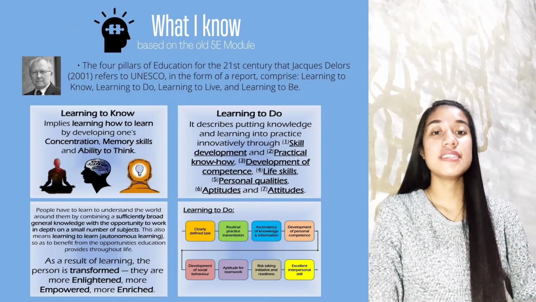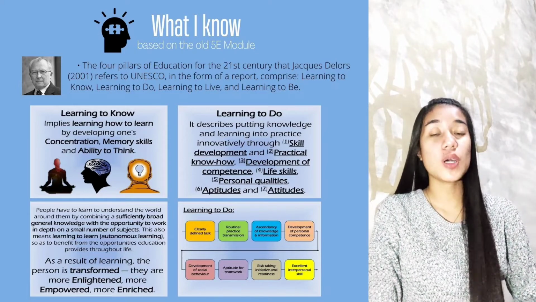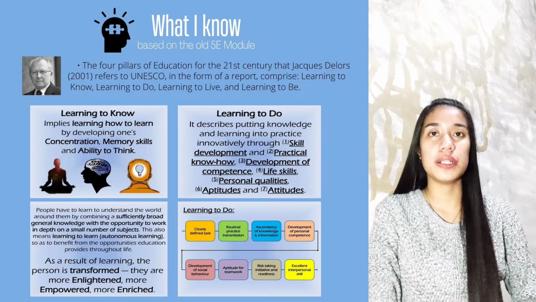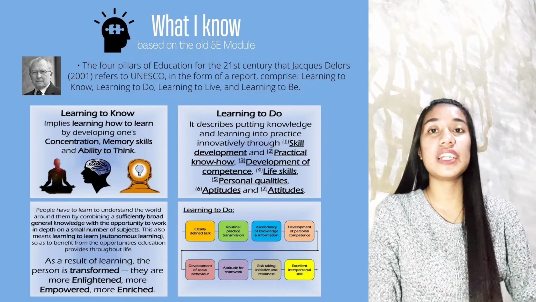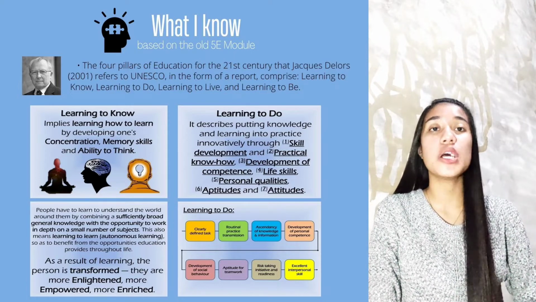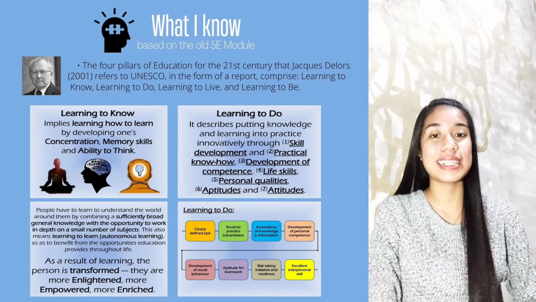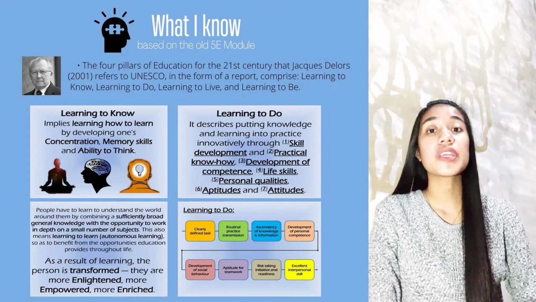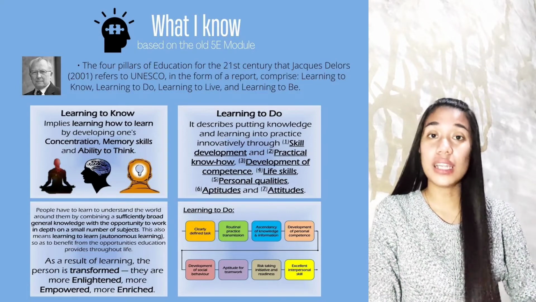On the other hand, here is what I know about my topic based on the old 5E module. The 4 pillars of education for the 21st century that Jacques Delors of 2001 refers to UNESCO in the form of a report comprises learning to know, learning to do, learning to live together, and learning to be.